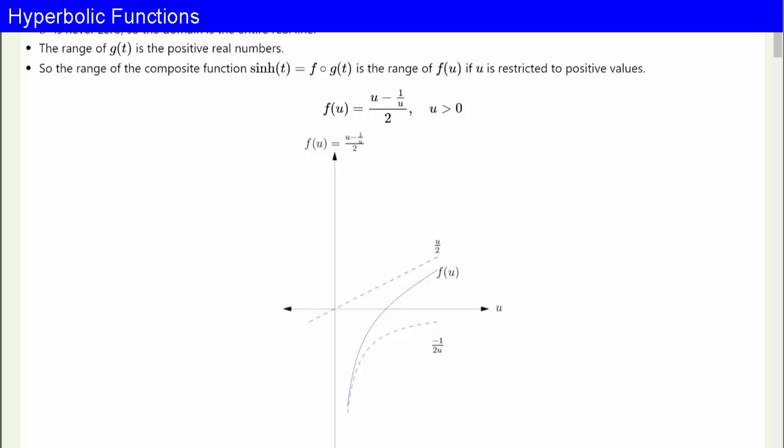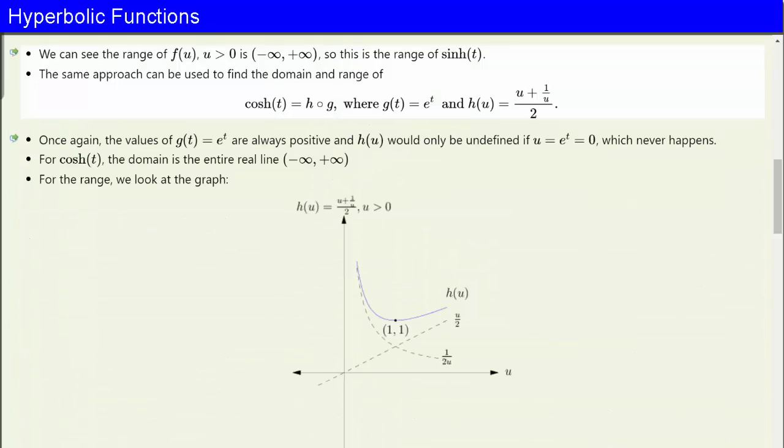We can graph f of u, which again is the difference of u and 1 over u divided by 2, for u positive. From the graph, you can see that the range of f of u with u positive is the entire real line, and that will be the range of the hyperbolic sine, sinh t.